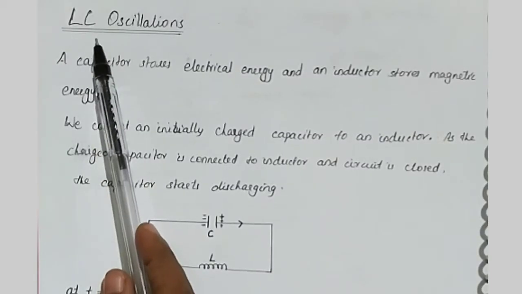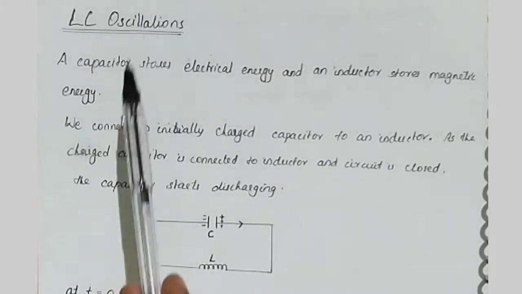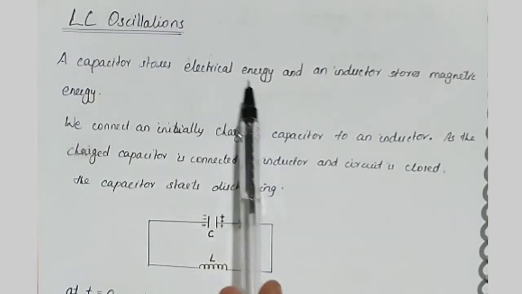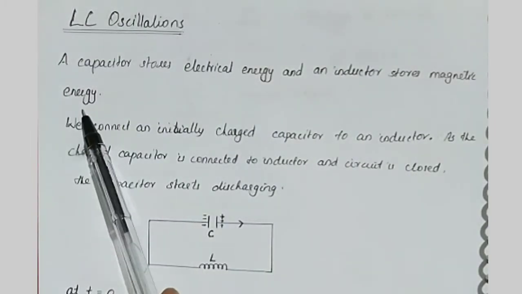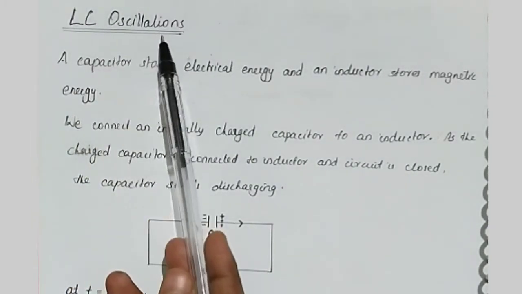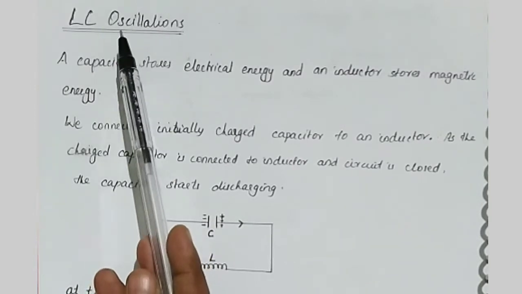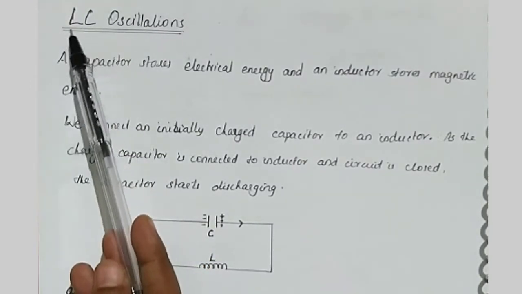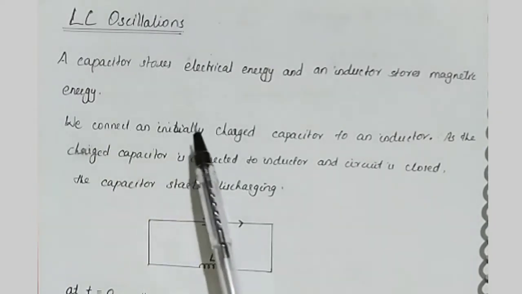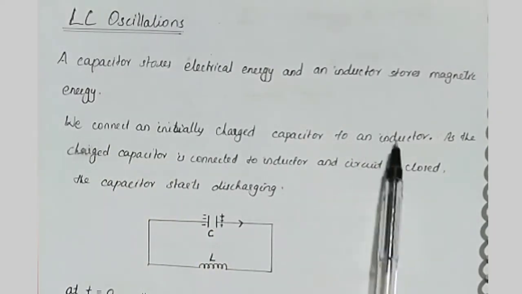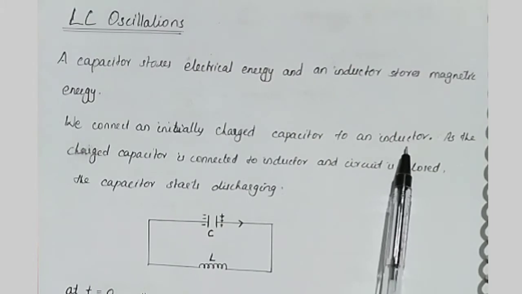Now we will discuss LC oscillations. We know that a capacitor stores electrical energy and an inductor stores magnetic energy. LC oscillators are circuits that consist of a capacitor as well as an inductor. We connect a charged capacitor to an inductor to form an LC circuit.